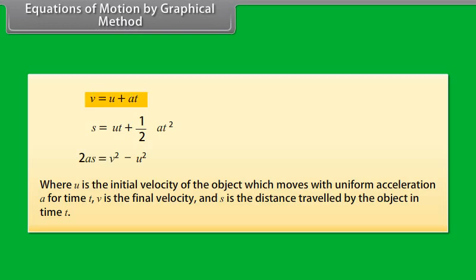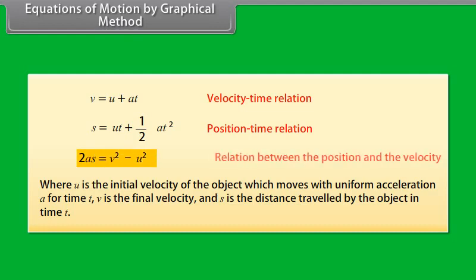This equation describes the velocity-time relation. This equation represents the position-time relation. This represents the relation between the position and the velocity and can be obtained from these two equations. Let us go through them one by one. Equation for velocity-time relation.